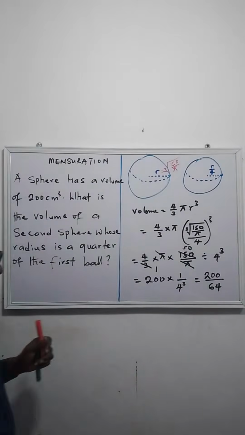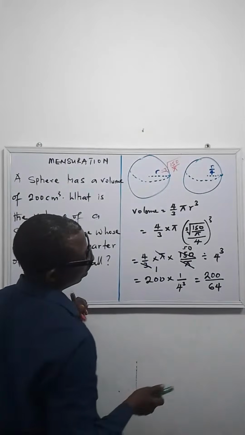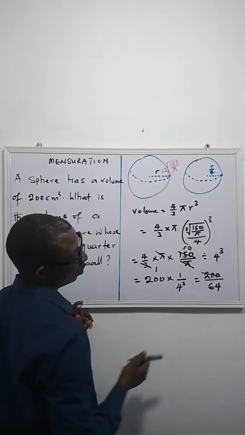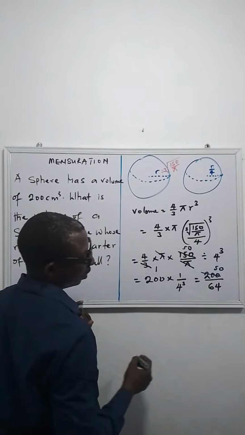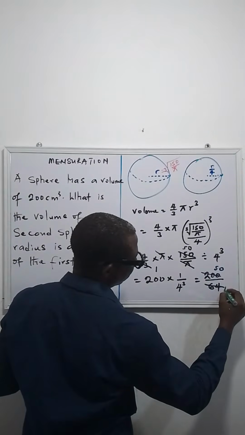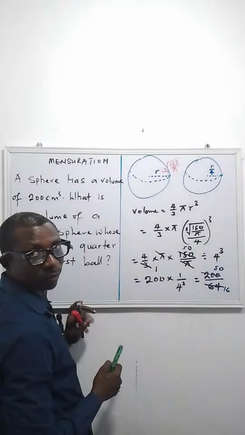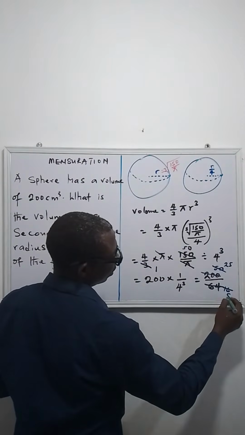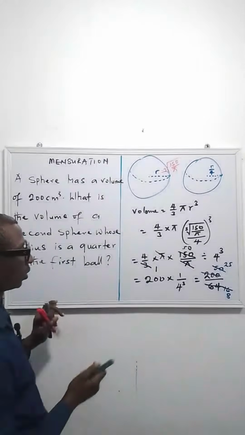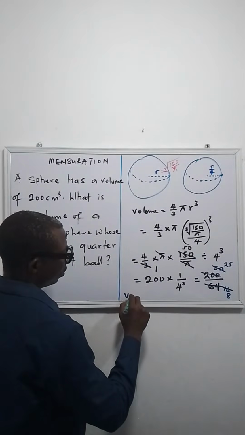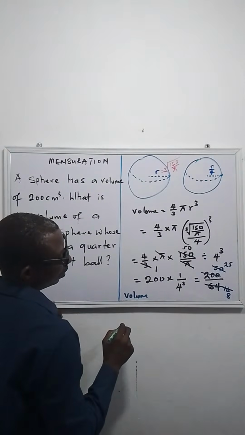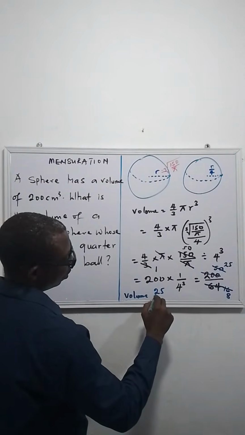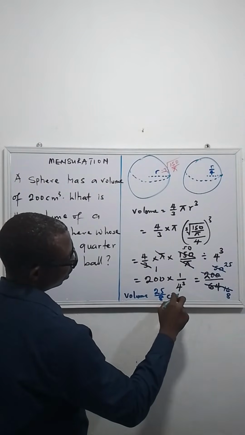Okay, so we can reduce that. Let's see, 4 goes in 200, that gives you 50. 4 goes in 64, that's going to be 16. Now we can divide by 2. Now 2 goes in 50 is 25, and 2 goes in 16 is 8. All right, so that means the volume is 25 over 8 centimeter cube.